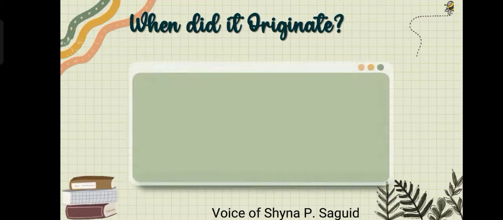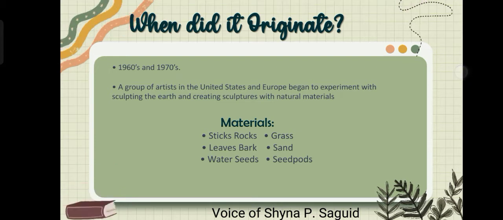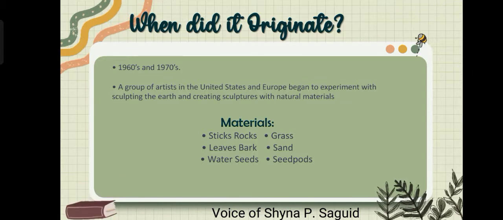Now, when did it originate? Around the 1960s and 1970s, a group of artists in the United States and Europe began to experiment with sculpting the earth and creating sculptures with natural materials. The materials that were used were sticks, rocks, leaves, bark, water, seeds, grass, sand, and seed pods.